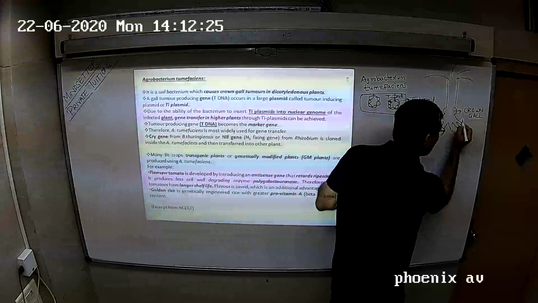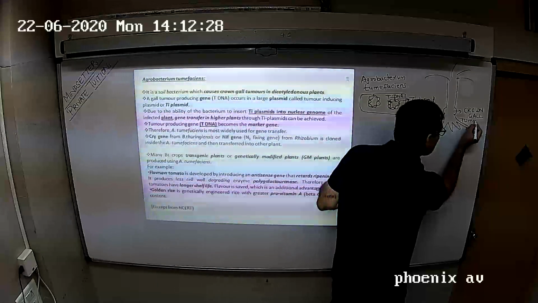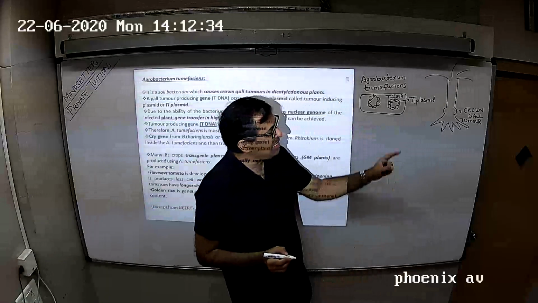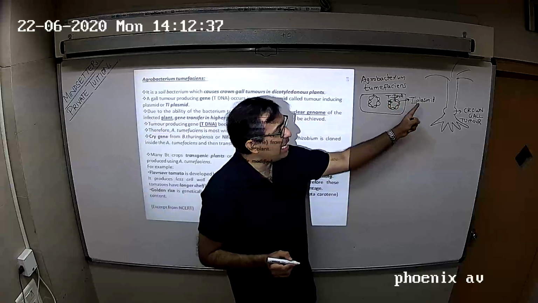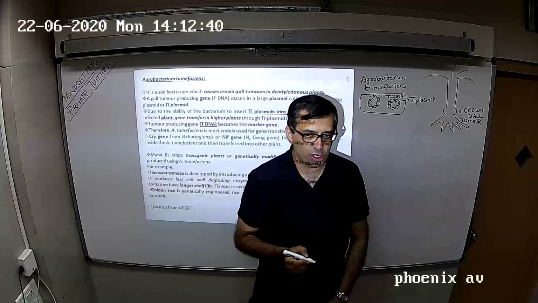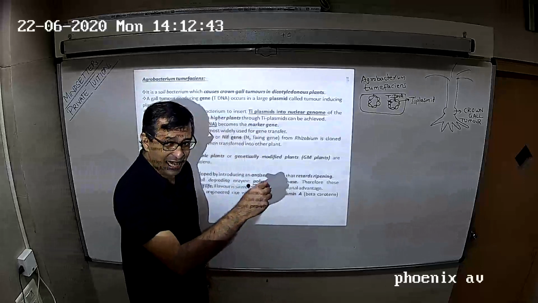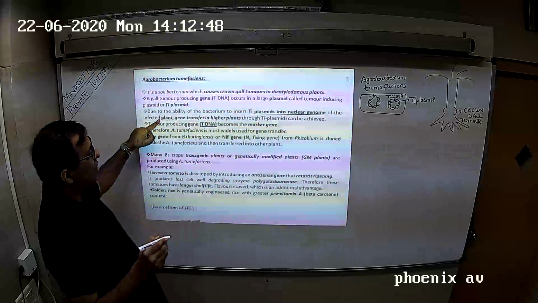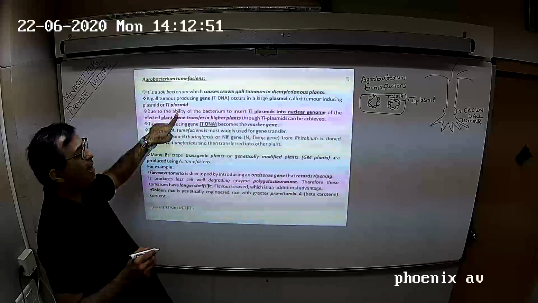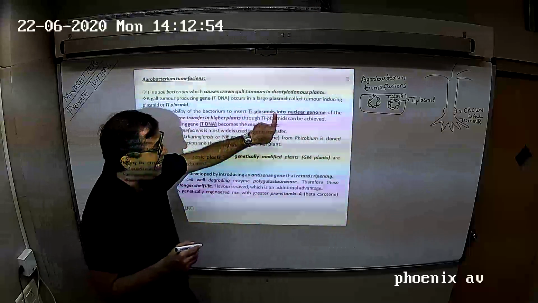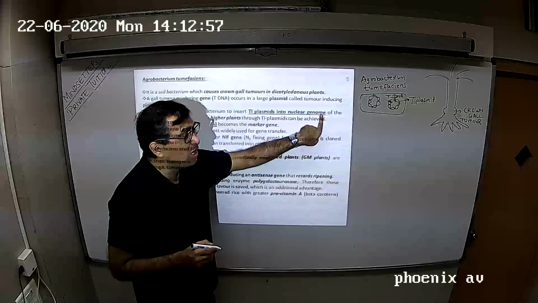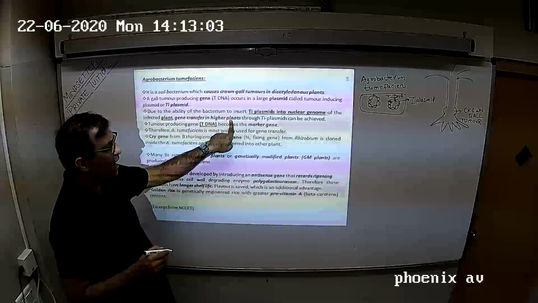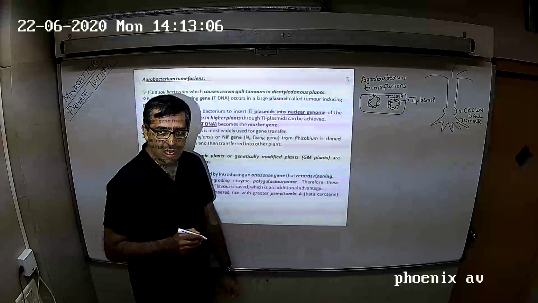तो ये कौन सा ट्यूमर है? Crown gall tumor, and that is a tumor produced at the base of the stem. And this is done by the tDNA by the Ti plasmid of Agrobacterium tumefaciens. Now, how does this bacteria infect the plant? So, the bacterium has an ability to insert Ti plasmid into the nuclear genome of the infected plant and gene transfer in higher plants through Ti plasmids is achieved.